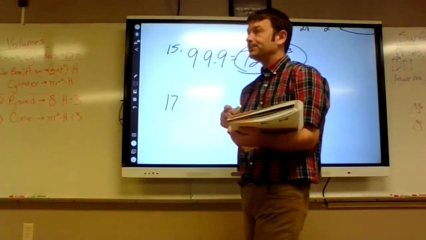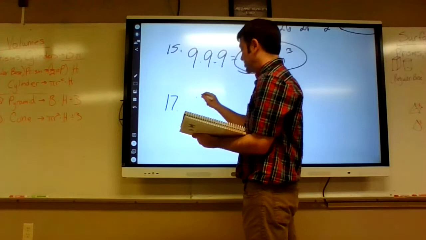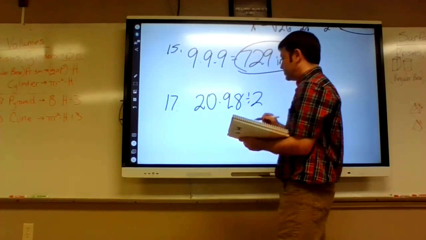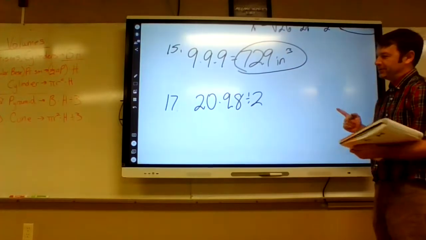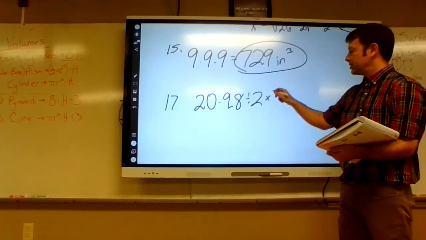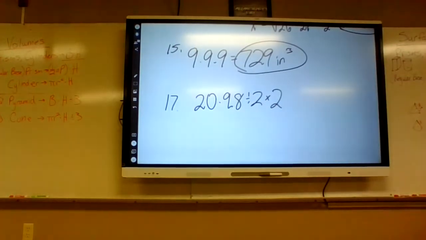Yeah, base times height, 20 times 9.8 divided by 2. But there are 2 of those triangles, so I also have to multiply by 2. That's where the 2 comes in right there.